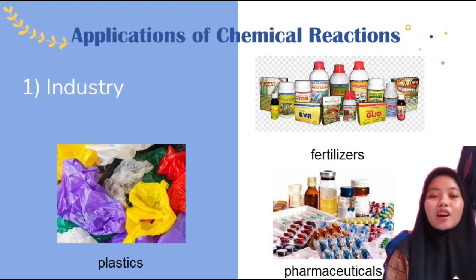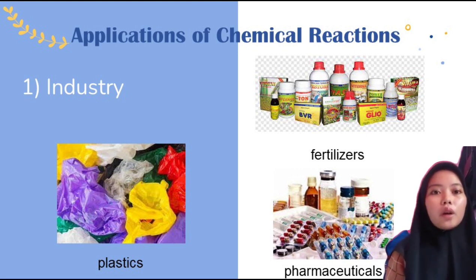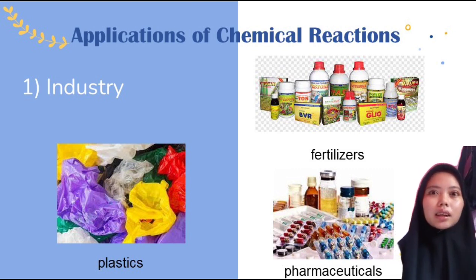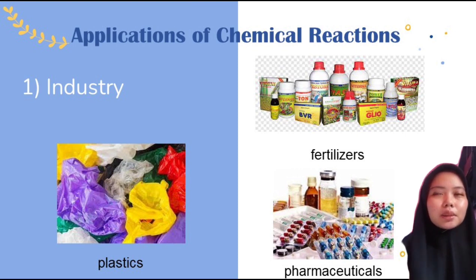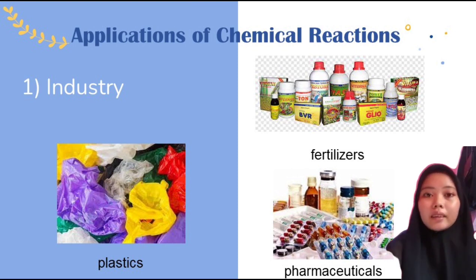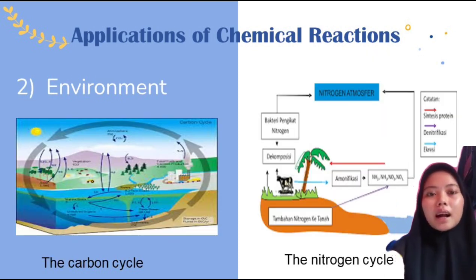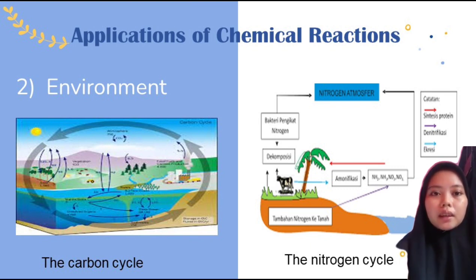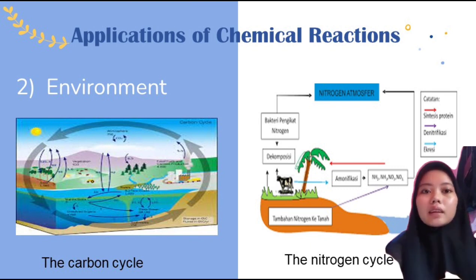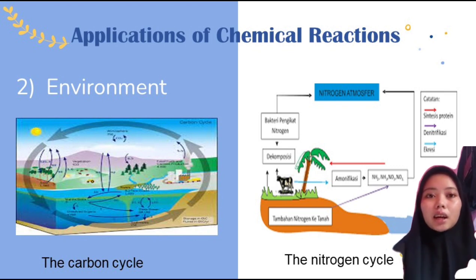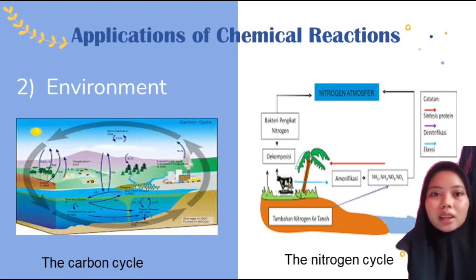Next is the application of chemical reactions. There are 4 applications of chemical reactions. The first application of chemical reactions is industry, that is plastics, fertilizers, and pharmaceuticals. The second application is the environment, that is the carbon cycle and the nitrogen cycle.